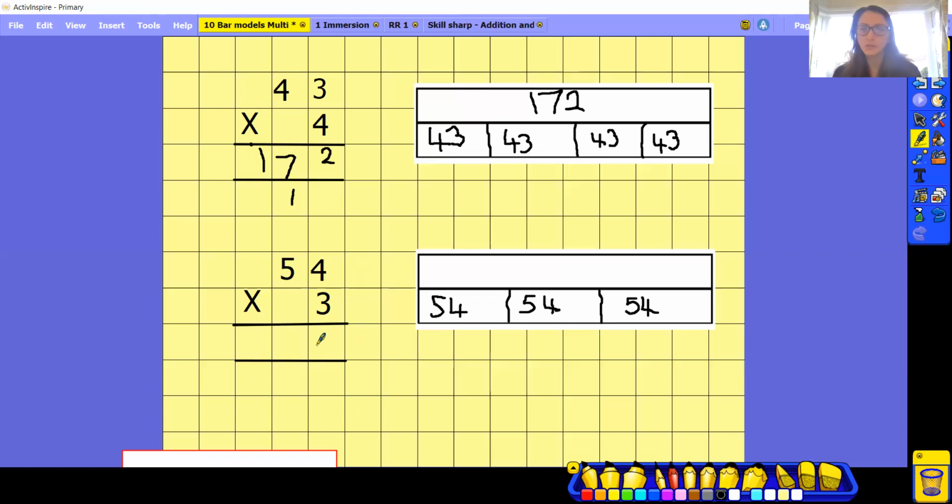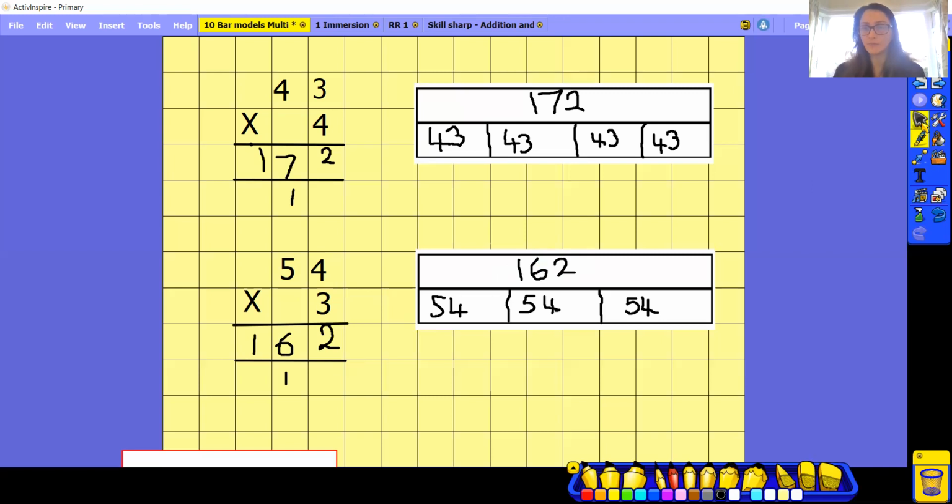Remember, I can't fit 2 digits in one box. So I'm going to carry the 10 over and keep the 2 ones in the ones column. And then I'm going to move on to my tens column. So I'm going to do 5 times 3, 5, 10, 15. Add on my extra 1, 15 add 1 equals 16. So we know 54 times 3 equals 162.